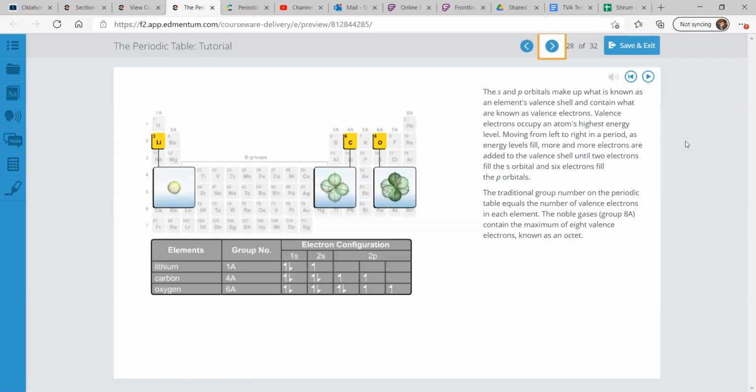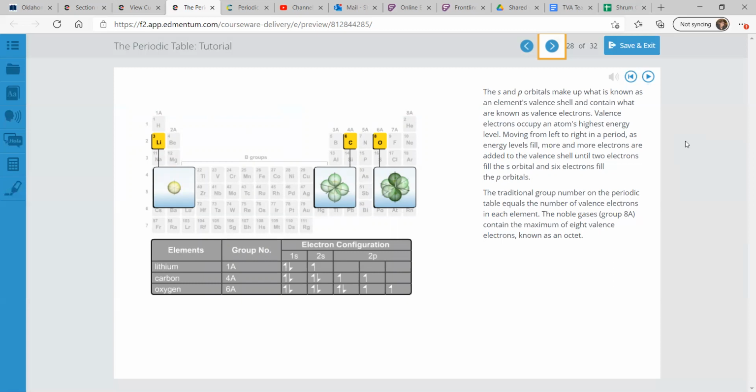The S and P orbitals make up what is known as an element's valence shell and contain what are known as valence electrons. Valence electrons occupy an atom's highest energy level, moving from left to right in a period. As energy levels fill, more and more electrons are added to the valence shell until 2 electrons fill the s orbital and 6 electrons fill the p orbitals.